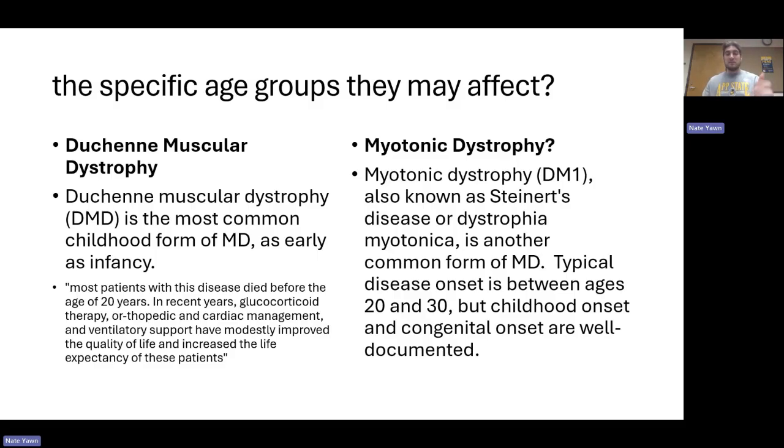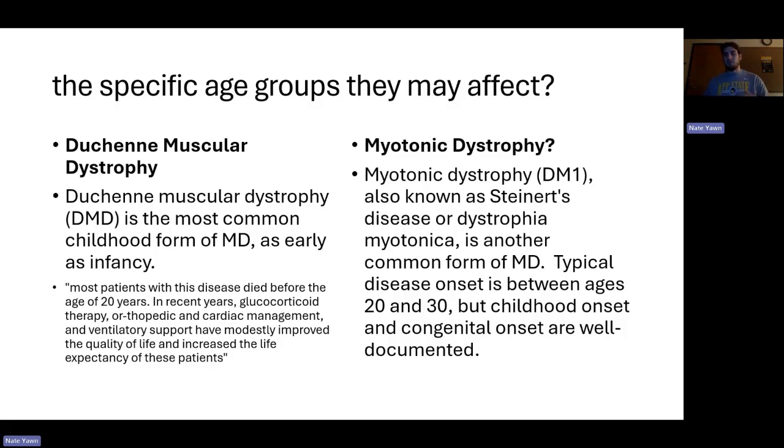Here we have Duchenne muscular dystrophy, which is the most common among childhood and is diagnosed as early as infancy. Life expectancy is around 20 years, 20 to 30 years, but with therapy techniques, and other modern technologies, we improved the lifespan to about 30 years here in America. But still, there's still variability within that.